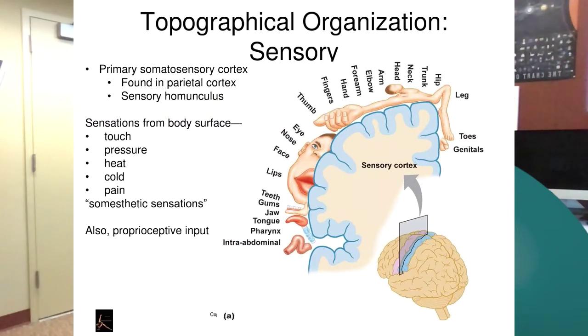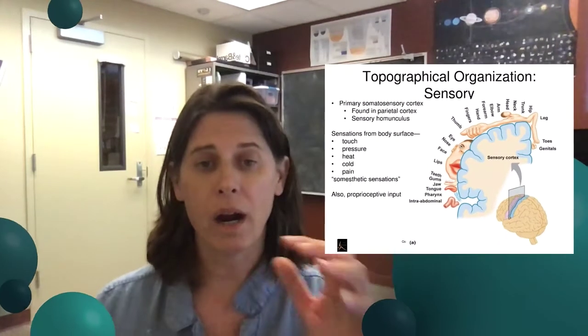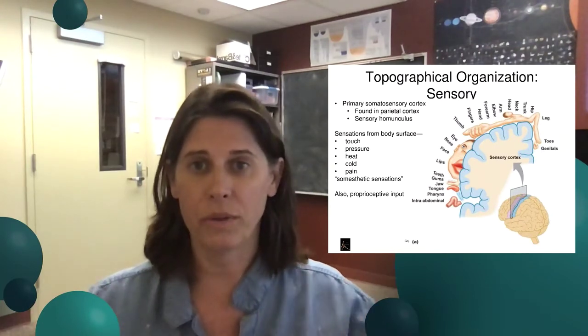You can go on and see the different things that are important to us. Okay, so again, the sensations come from the body surface, things like touch, pressure, heat, cold, pain. Those are what we refer to as the somatic, somesthetic sensations. It's also what's known as proprioceptive input. That's the input coming from our joints. It provides information to us to know where our body is in relation to the external environment.